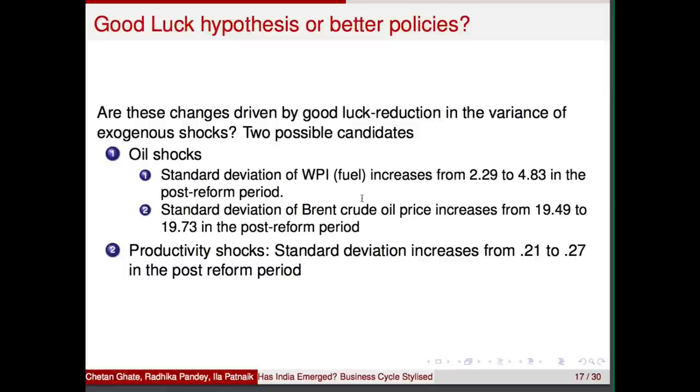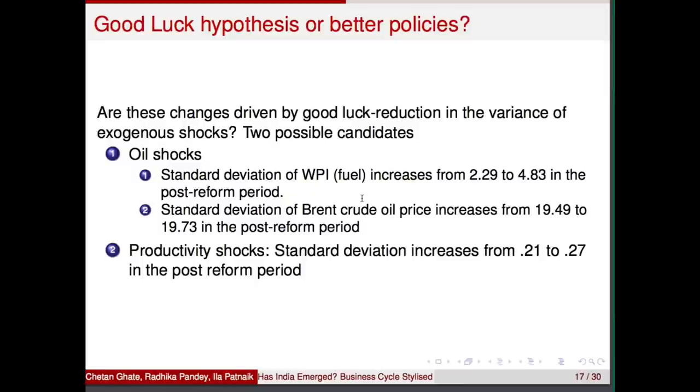We look at the volatility of WPI fuel and Brent crude oil, and we find that in the post-reform period, the standard deviation of WPI fuel actually increases. Same is the case with Brent crude oil price. So if we look at the good luck hypothesis, which is a reduction in the variance of exogenous shocks, we do not find evidence of the good luck hypothesis explaining the business cycle properties for the Indian scenario.